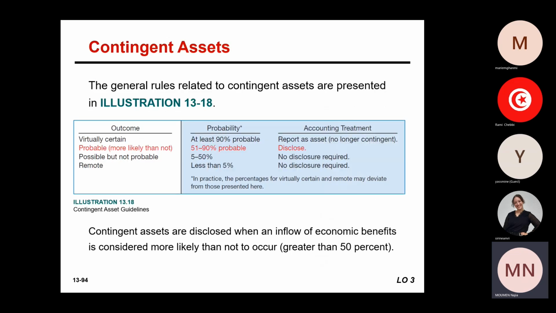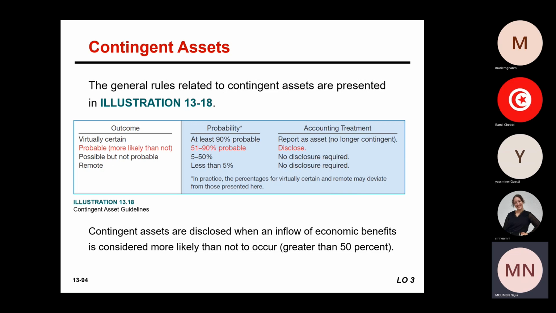So we just consider the same rules as we did for contingent liability. If the probability of favorable outcome, meaning the inflow of economic benefit, is more than 90%, it is no longer contingent, it is an asset, so it is certain. If it is probable, more likely than not, it is contingent, and we should just disclose it, for example with additional information in the notes. If it is possible, not yet probable, or even remote, there is no disclosure required.